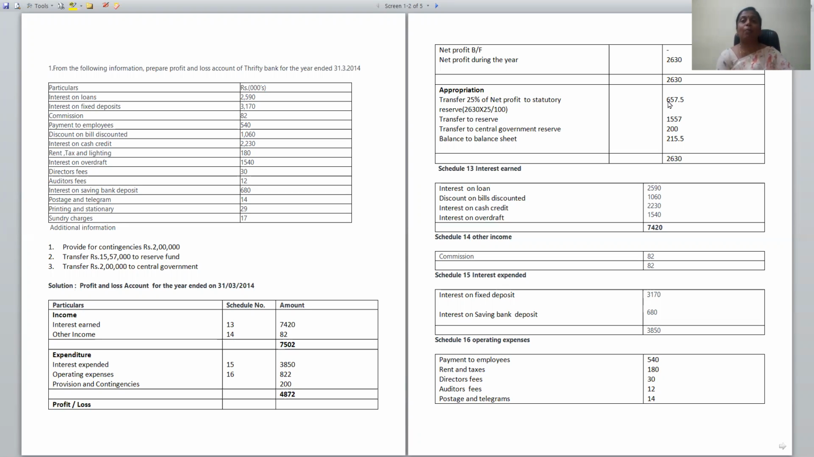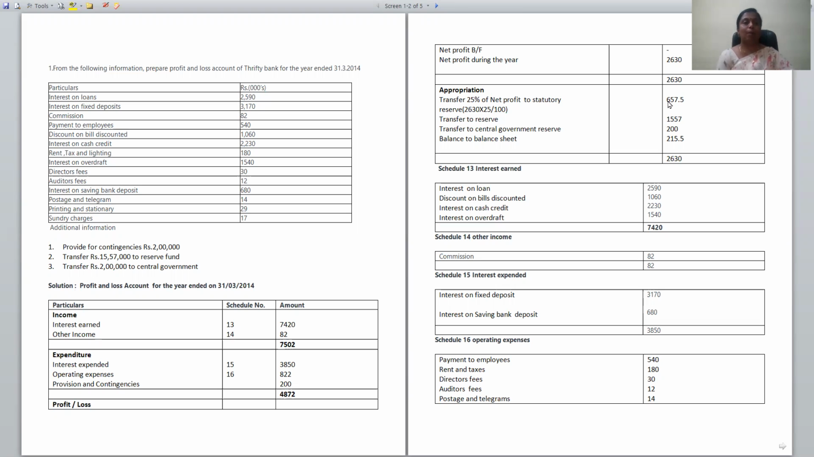So under this appropriation, we have the transfer, which is mandatory, for statutory reserve. If you are a bank in India and you're conducting any banking activities, 25% of your net profit should be transferred to statutory reserve. So any other reserves, if specified, we are supposed to transfer, and then the final thing is your balance sheet.